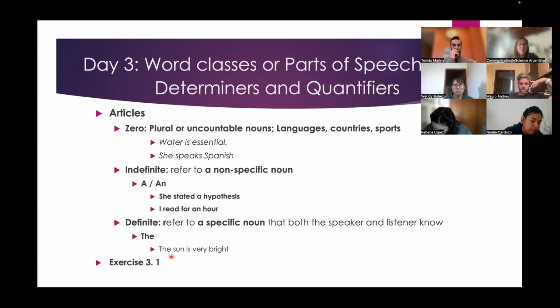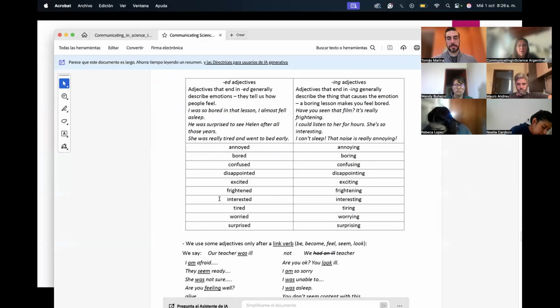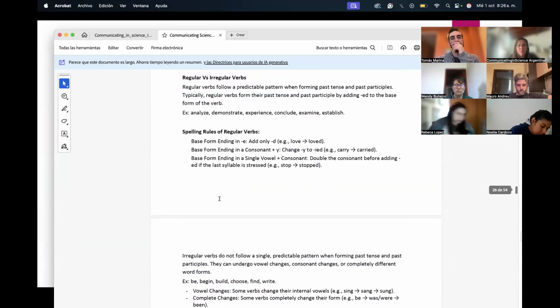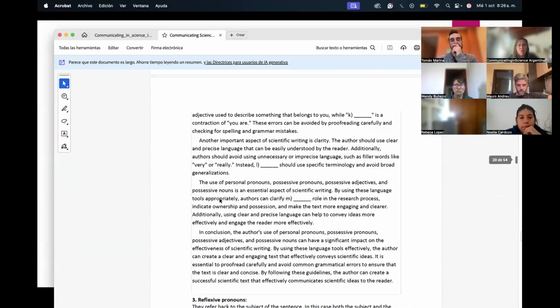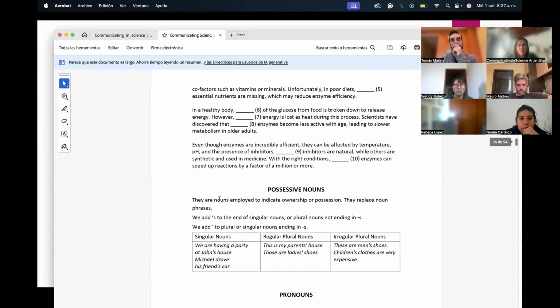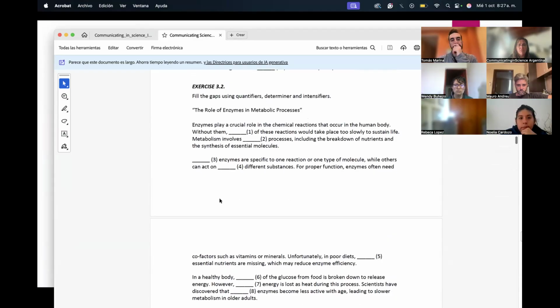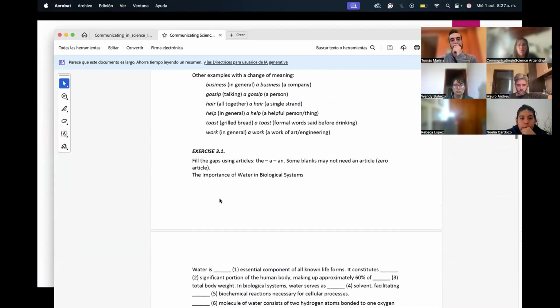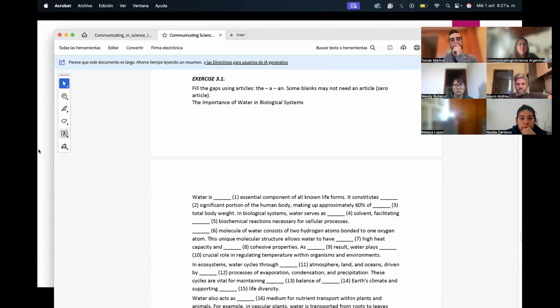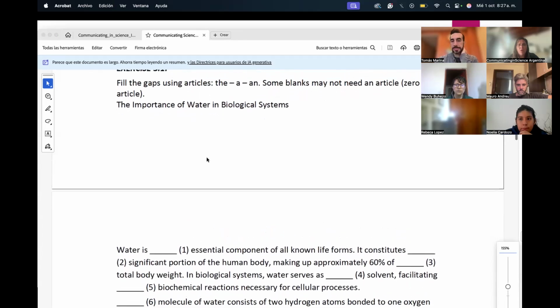And here I want you to do exercise 3.1. Let's go. I'm going to open the handbook. I was checking some things, 3.1, so you can look at it. Possessive nouns. I put it in a different order. Are you seeing the PDF? Yes, we can see the PDF.